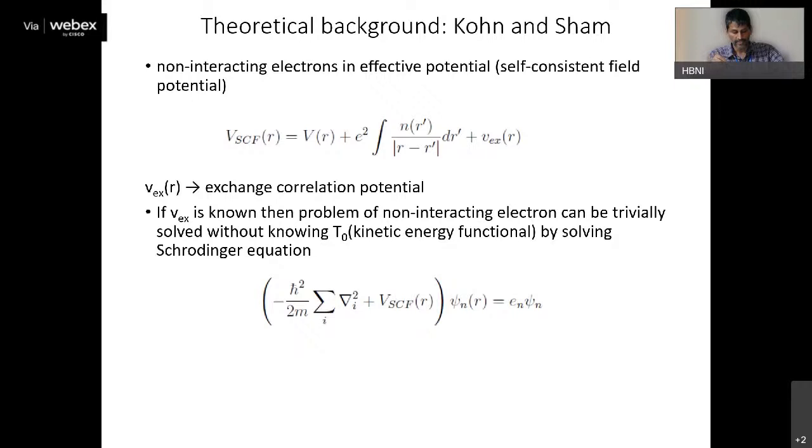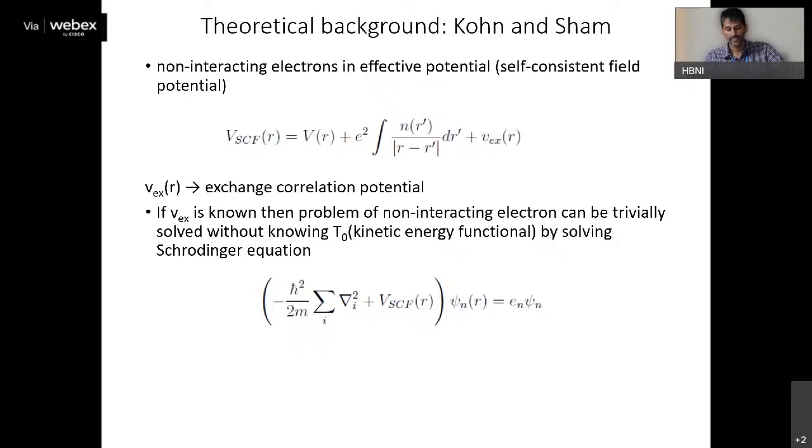And it says that if the V exchange correlation potential is known, then this problem of non-interacting electrons can be trivially solved, without knowing the kinetic energy function, by solving this Schrödinger equation. So now you have simplified this problem to a very simple Schrödinger equation for the non-interacting independent particle. The only thing here is that this potential depends on its solution. So what is being done is basically this equation is solved iteratively.